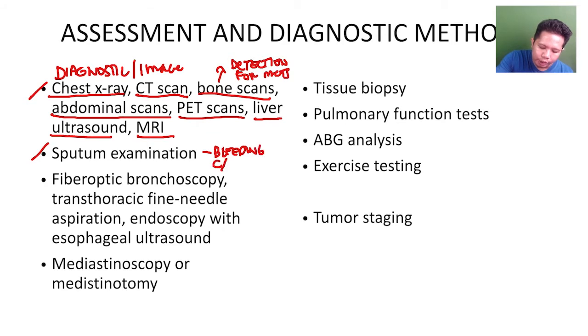If you do culture and sensitivity, what we call CS, we identify the bacteria for antibiotic therapy later on. We have our fiberoptic bronchoscopy, transthoracic fine needle aspiration, endoscopy with esophageal ultrasound. We have your mediastinoscopy, tissue biopsy, pulmonary function test, ABG analysis, exercise testing, and tumor staging. So these are the assessment methods. This one is collaborative and would be ordered by the doctor.